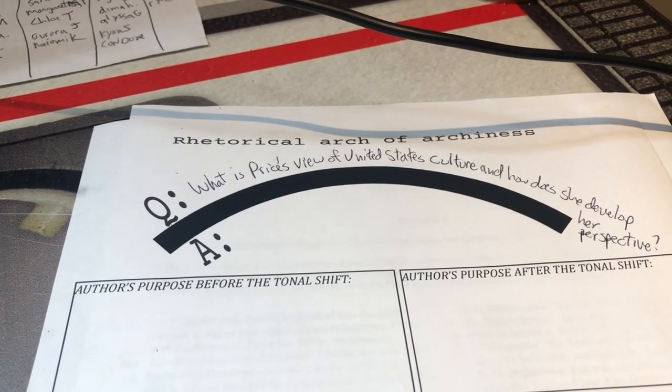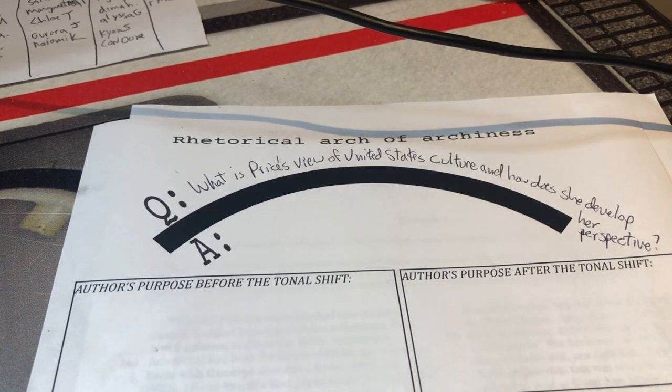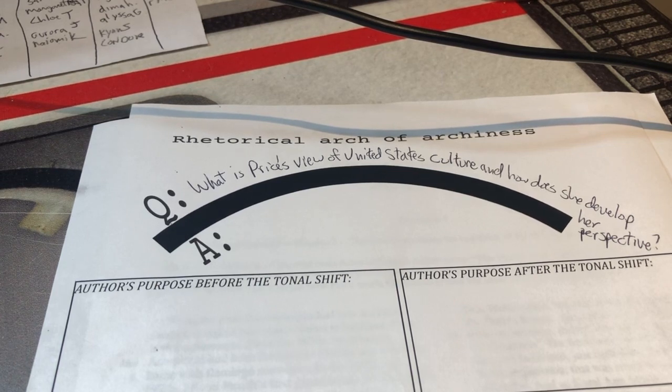All right, so I might say something like, what is Price's view of United States culture and how does she develop her perspective? Now, this isn't a perfect question, but the check of this question is, okay, does this answer the prompt? And as we said just a moment ago, the prompt wants to know, how does she craft the text, i.e. develop her perspective? And what's her view of United States culture? So I ask point blank. So I want to make sure I give her view of United States culture and how she develops that perspective, right? How she crafts the text.